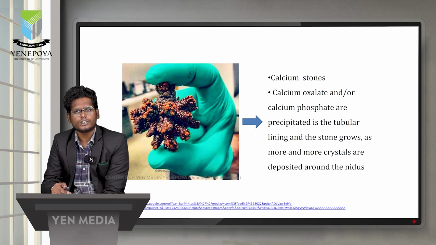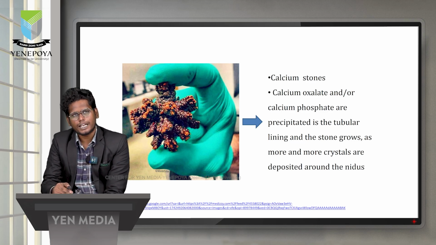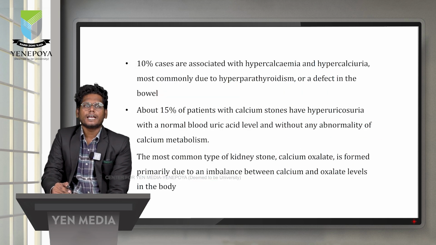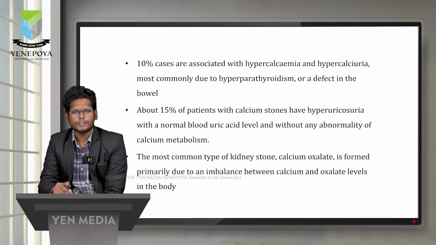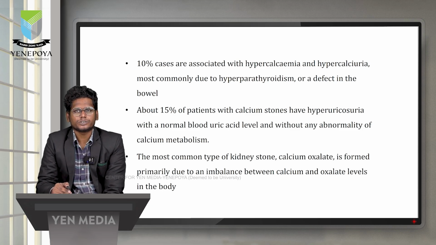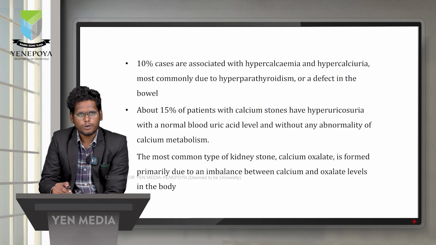As for how calcium stones form, they line the tubules with precipitation noticed in the center, and around the center all the other calcium crystals accumulate and form sharp edges, which cause more pain to the patient. About 10% of cases are associated with hypercalcemia and hypercalciuria, most commonly due to hyperparathyroidism or a defect in the bowel. About 15% of patients with calcium stones have hyperuricosuria with a normal blood uric acid level and without any abnormality of calcium metabolism. The most common type of kidney stones, calcium oxalate, forms primarily due to imbalances between calcium and oxalate levels in the body.